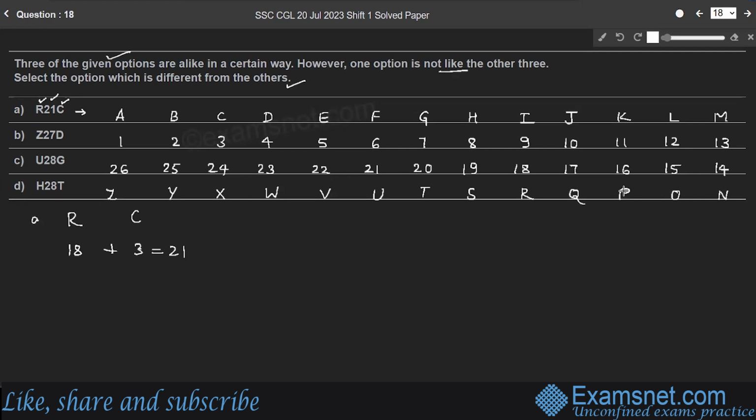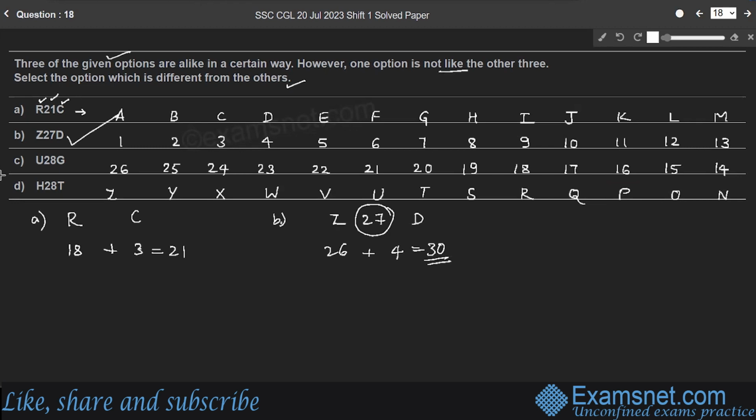Similarly, let us consider option B, whether it follows the same logic or not. So Z27D. Here, Z is 26, D is 4, right? So 26 plus 4 is 30, which is not equal to the middle number, which is 27. Therefore, option B doesn't follow the same logic, so option B is the odd one. It is not like the other 3.